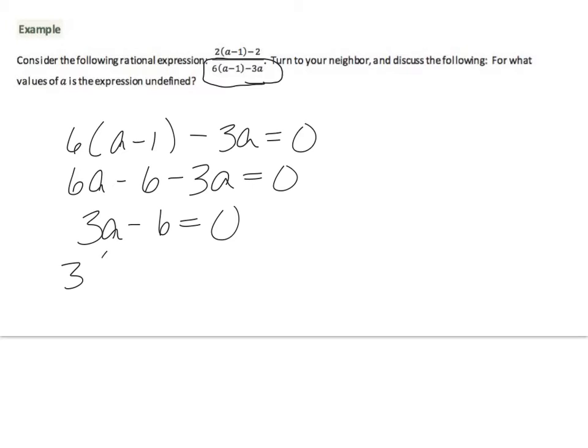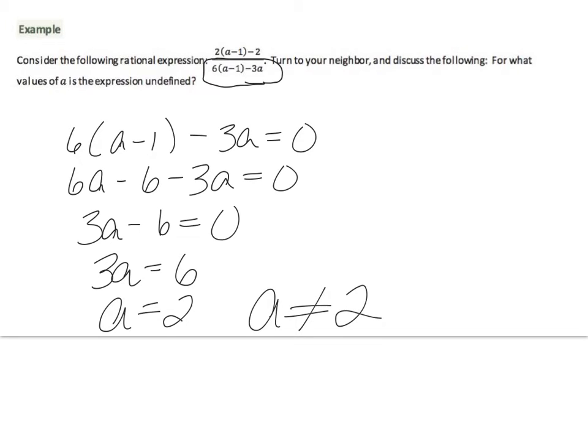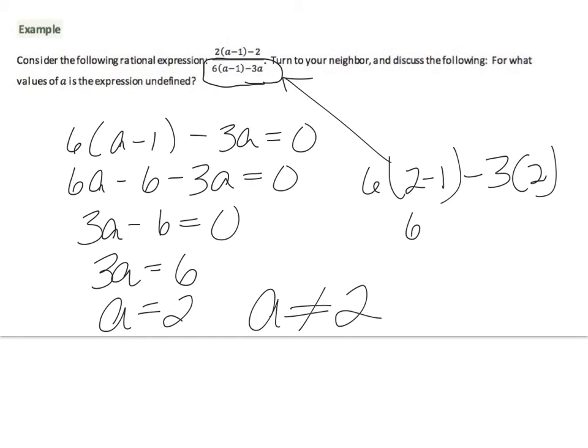Take out a 3. I actually didn't have to do that, so let's erase it. Just an extra step. 3a equals 6, a equals 2. So a cannot equal 2, because if we put 2 into our denominator, we would get 0. So 2 minus 1 is 1, 6 minus 6 is 0, and we cannot have 0 in our denominator.